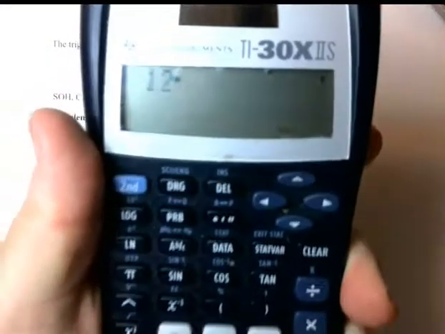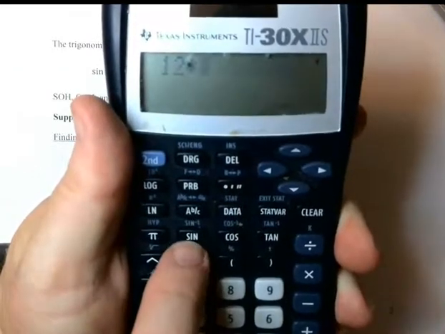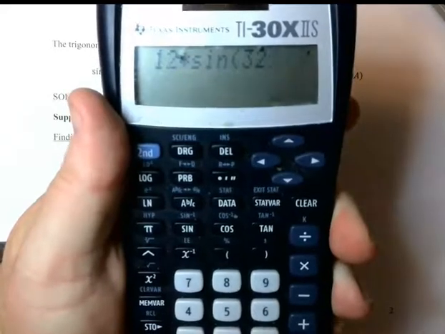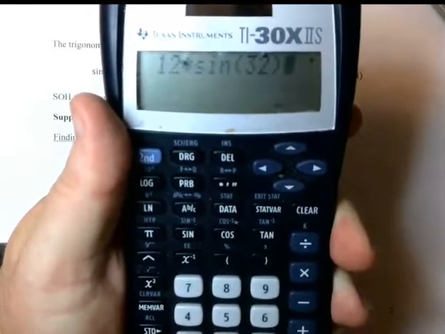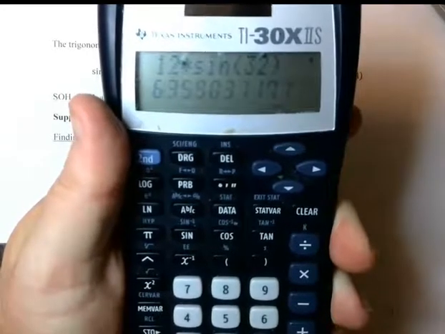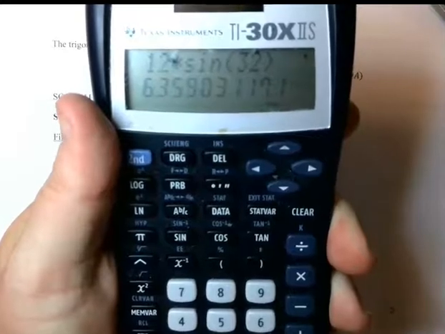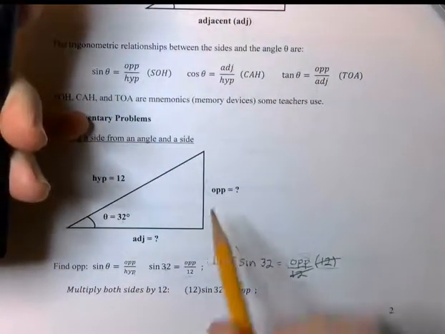So it's 12 times, so I push 12, times, and then sine. There's the sine button right there, and 32. And now remember to close the parenthesis. And so now I have that equation. I hit enter or equals, and it gives us, we'll call it, 6.35, 6.36. Okay, so the opposite is 6.36.